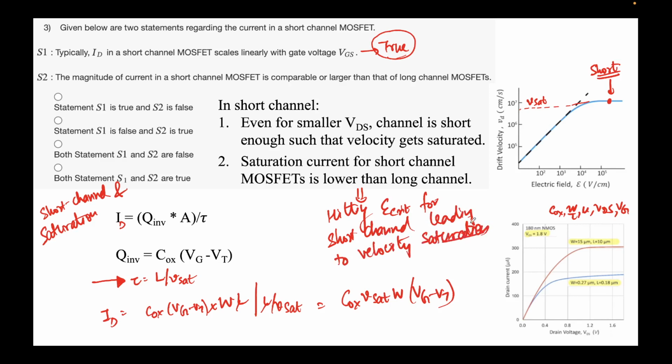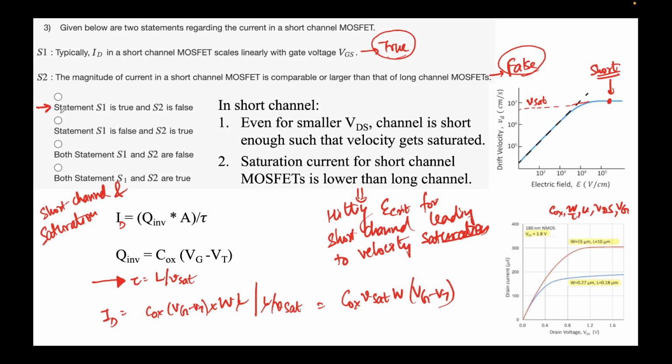If velocity saturates, as you can see, I equals Q times V, so current will also saturate, which we are seeing here. So that's the complete picture. This is a true or false: the magnitude of a short channel MOSFET is comparable or larger. No, it's smaller. This is false. So first is true, second is false. Option A.